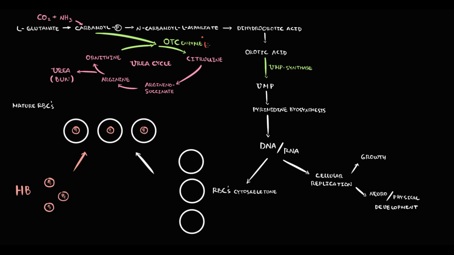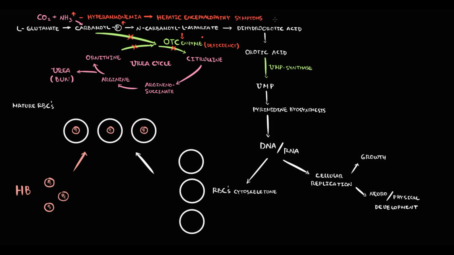But in some people, a mutation occurs which disrupts the production of ornithine transcarbamylase. Without this enzyme, carbamyl phosphate cannot enter into the urea cycle. First of all, this causes accumulation of carbamyl phosphate and ammonia in the blood. Hyperammonemia leads to hepatic encephalopathy, and hepatic encephalopathy will manifest as asterixis, confusion, and somnolence.